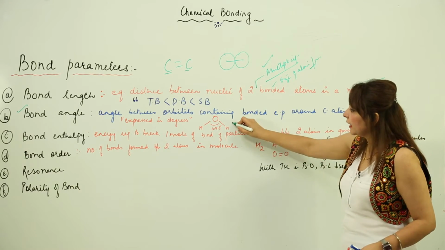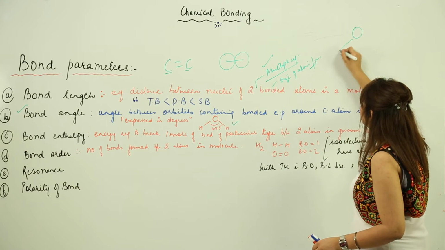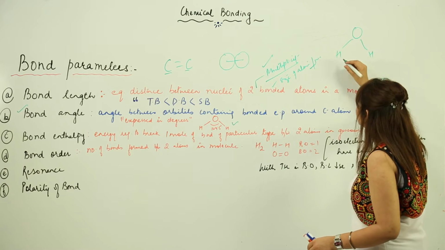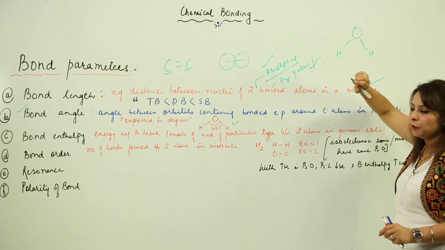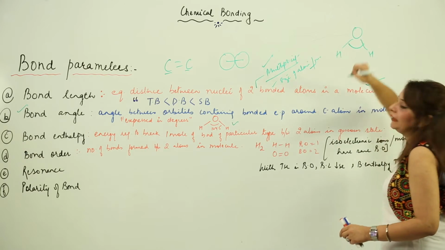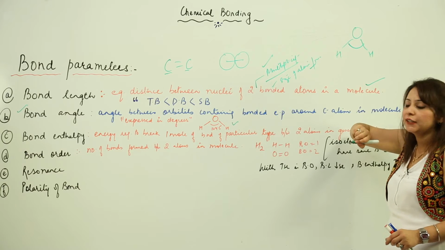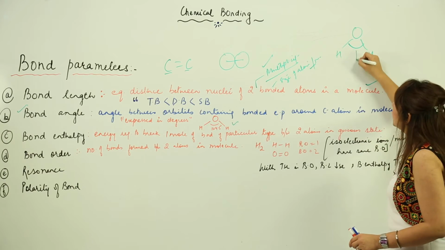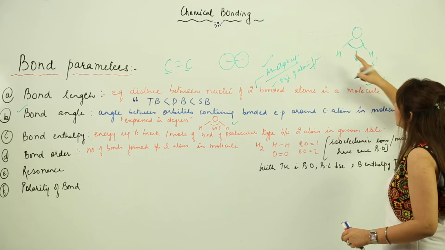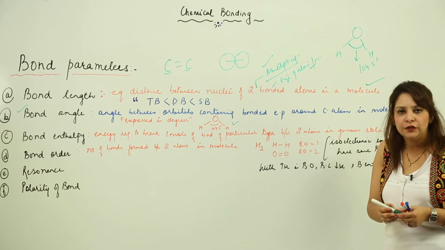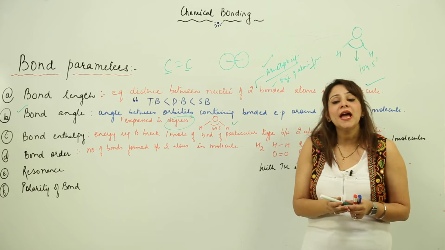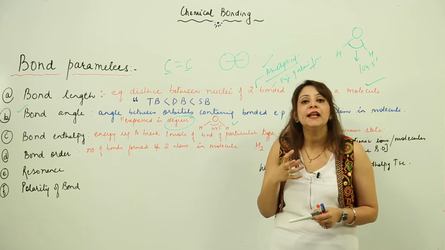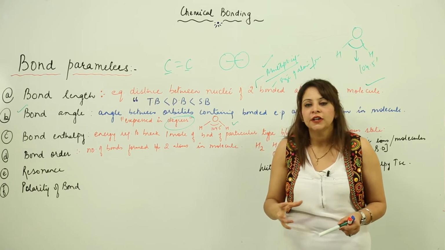Suppose this is my oxygen, this is my hydrogen, and this is my hydrogen. This is my orbital containing a bonded pair, and this is my orbital containing a bonded pair. The angle between these orbitals containing the bonding pairs is called the bond angle. In this case it is 104.5 degrees, and it is expressed in degrees. Bond angle is very important because it helps in predicting the shape of molecules.